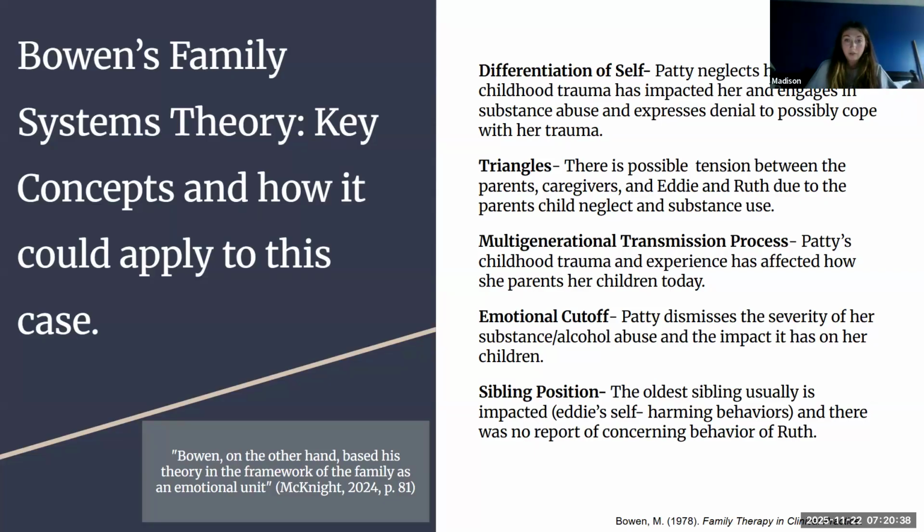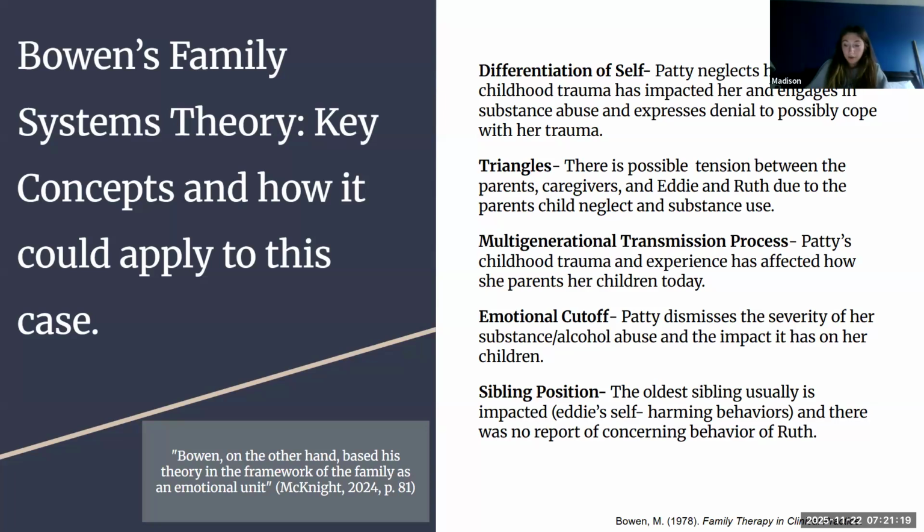There's differentiation of self, which for this case is that Patty neglects how her childhood trauma has impacted her and engages in substance abuse and expresses denial to possibly cope with her trauma. There are triangles, so there's possible tension between the parents, the caregivers, and Eddie and Ruth due to the parents' behavior and their substance use. Then there's the multi-generational transmission process, which clearly, we were told that Patty's childhood trauma and experience has affected how she parents her children today.